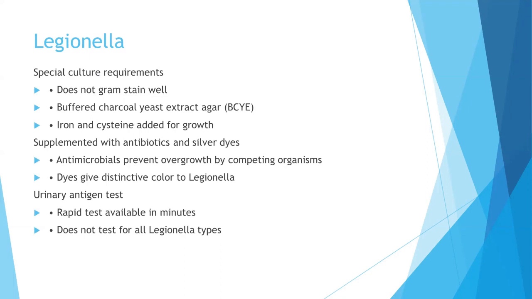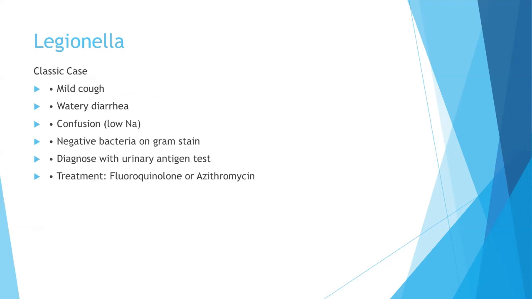We can also perform a urinary antigen test, which is a rapid test available in minutes, and it does not test for all Legionella subtypes. That is one drawback of the urine antigen test, but we can still perform it. So the classic cases generally have mild cough, watery diarrhea, confusion due to low sodium, negative bacteria on gram stain, diagnosed with urinary antigen test, and the treatment of Legionella is by fluoroquinolone or azithromycin.